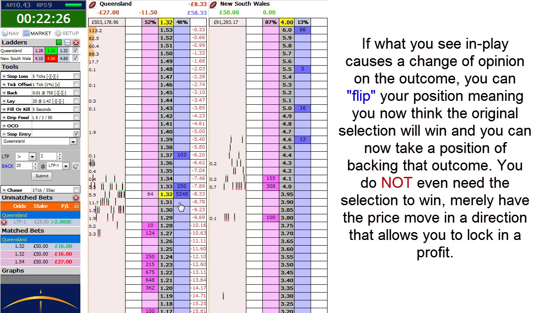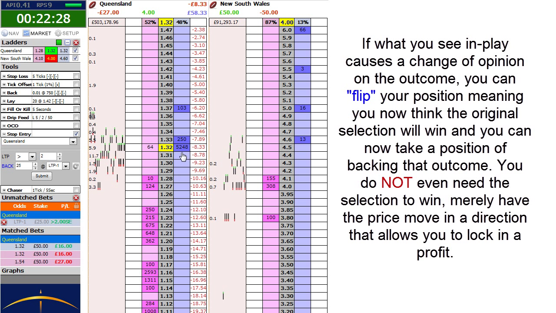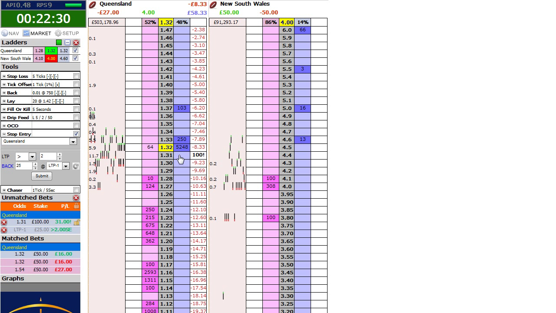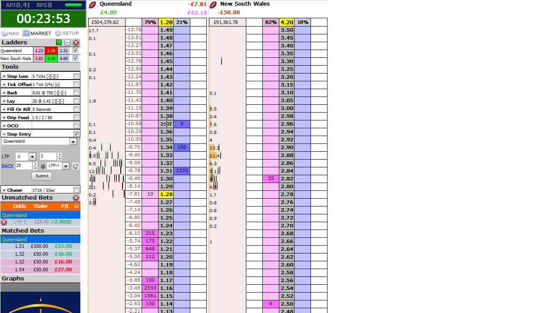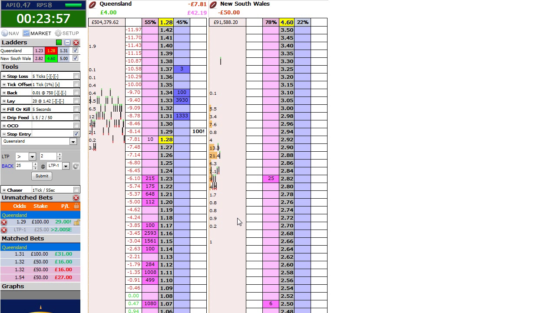They're 1.32 now. I'm going to reverse my position and I'm going to back them. So I've backed them for £50 at 1.32, and I'm going in for another 100 at 1.31. This now puts me in profit up the top there if Queensland win of £4, and I lose 50 if New South Wales win the match. So I'm going to back them for another £100 at 1.29.